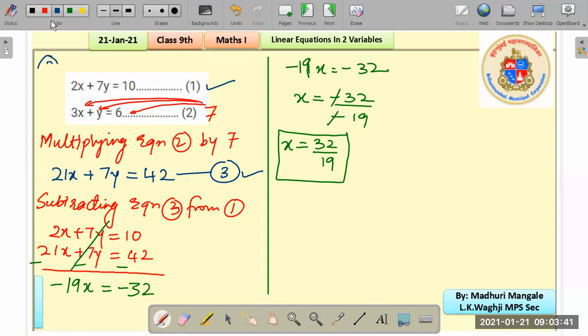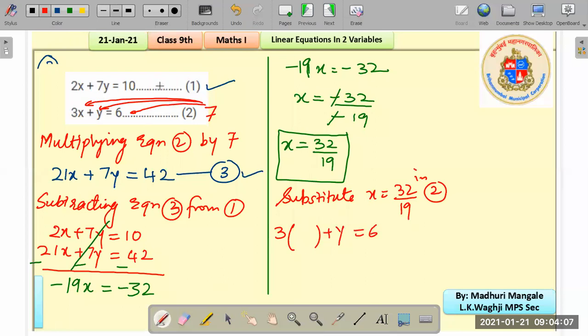Now, what will be the next step? We substitute this value of x in any one of the equation. So substitute x equals to 32 divided by 19 in any one of the equation. Let's use equation 2. So that will be 3x plus y equals to 6. Replace the x with 32 divided by 19. So that will give us 96 divided by 19 plus y equals to 6.